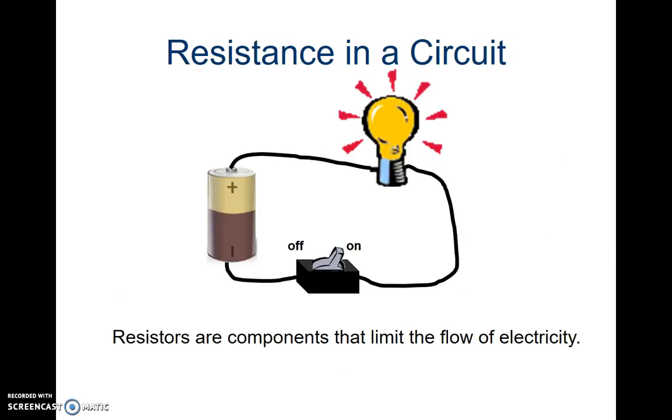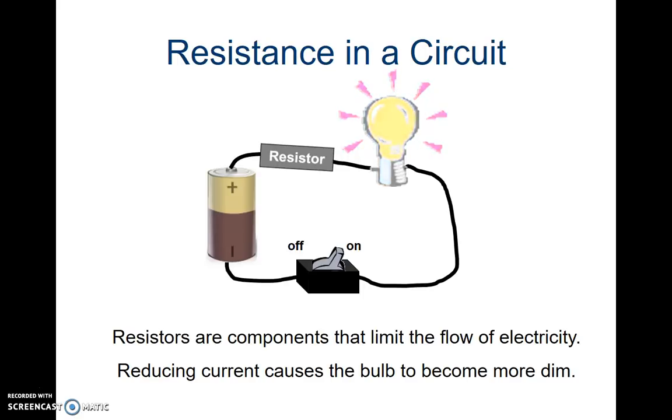So same thing here. There's a thing called a resistor, and it's a component that limits the flow of electricity. We can put those into our circuits like this and actually slow down the electricity, and it'll make your light bulb a lot more dim.